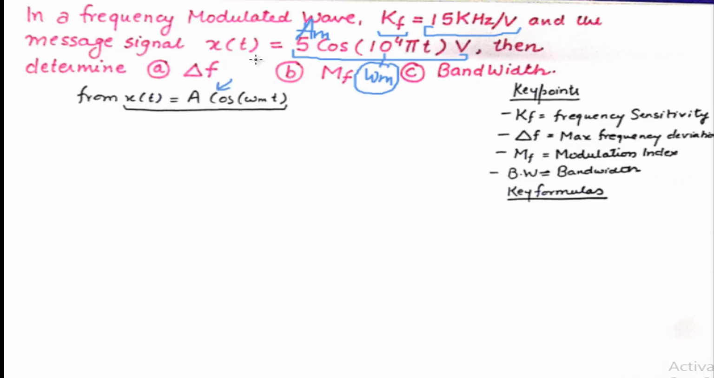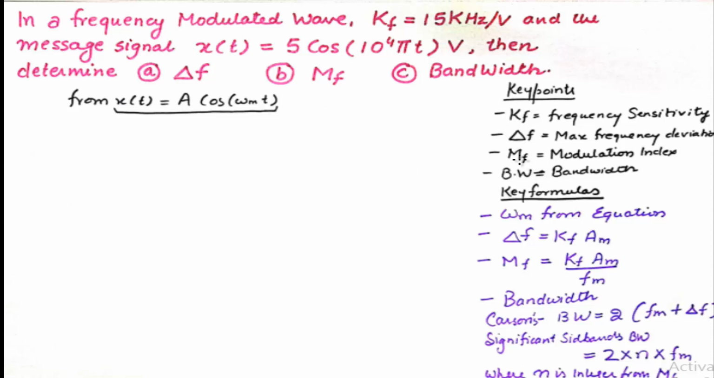And once we know this, we need to determine delta f. Please understand, delta f is the maximum frequency deviation. So when you study frequency modulation, you know what frequency deviation is, and we need to find the maximum frequency deviation in a frequency modulated wave. And mf is the modulation index, and bandwidth is the third thing that needs to be found out. So these are the key points in this numerical, so you should be able to comprehend what's given. And secondly, there are some key formulas also.